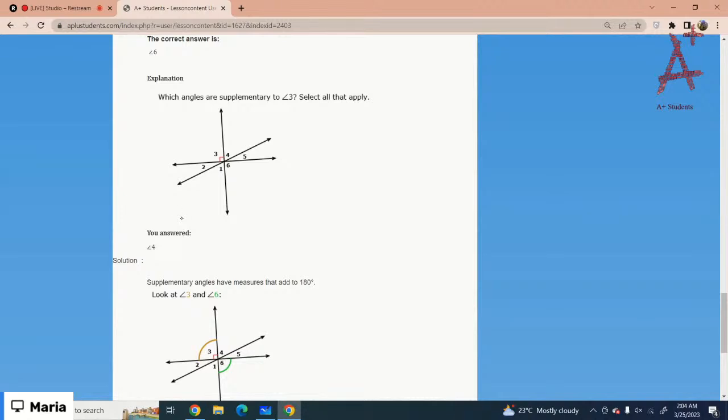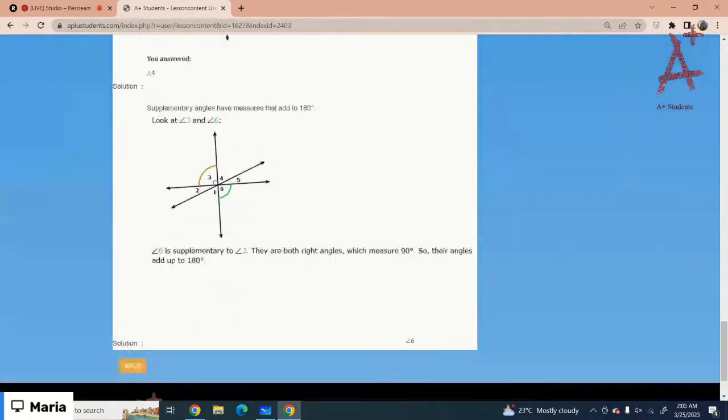Angle 3 and angle 6 are opposite to each other and they have the same measure. So angle 3 and angle 6 are supplementary angles. Angle 6 is supplementary to angle 3. They both are right angles which measure 90, so their angles sum up to 180.